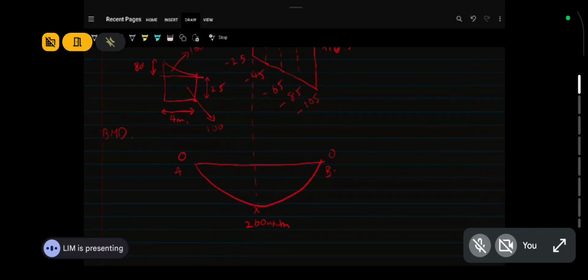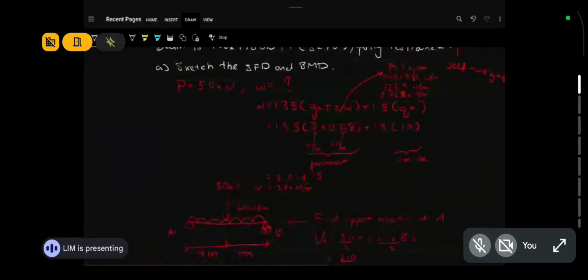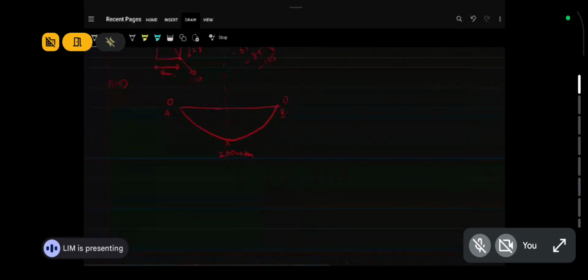Everyone follow? All right. So if you can do this, then you got half the question right already. So we have the shear force diagram, we have the bending moment diagram. So A is done. So let's do B.